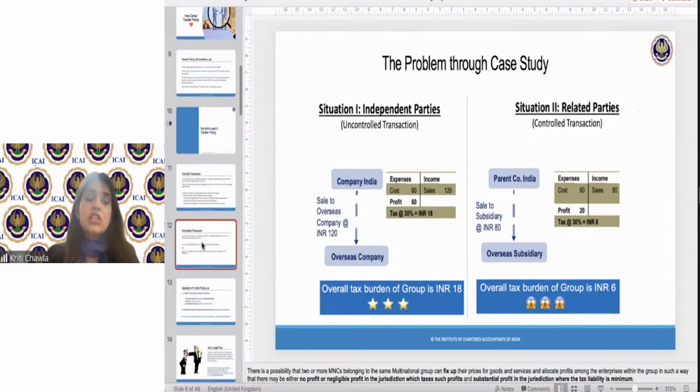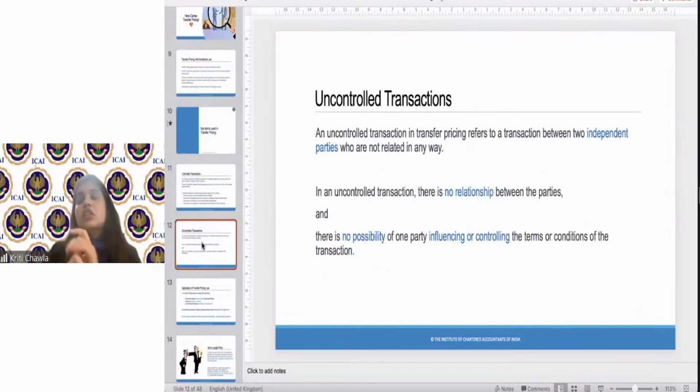Why is it called an uncontrolled transaction? Well, that is because you'll have to make sure that one, there is no relationship between the parties. When I say relationship, as in, they are completely unconnected to each other, they're not related to each other. And second, there is no possibility that they will be influencing or controlling the terms and conditions of this particular transaction. So they will always transact at an open market price.